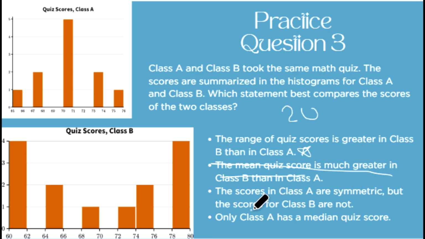Only Class A has a median quiz score. That's not true because they both have a median. It's just that this one is U-shaped and this one is bell-shaped. So it has to be one of these two. The range of quiz scores is greater in Class B than in Class A. That is a true statement. The scores in Class A are symmetric, but the scores for Class B are not. These are both true statements.